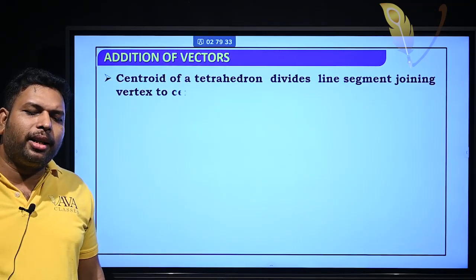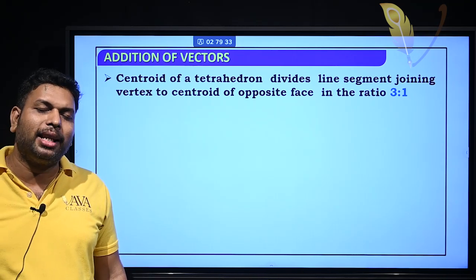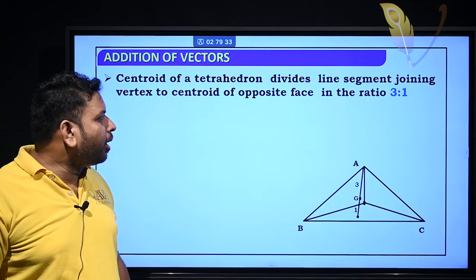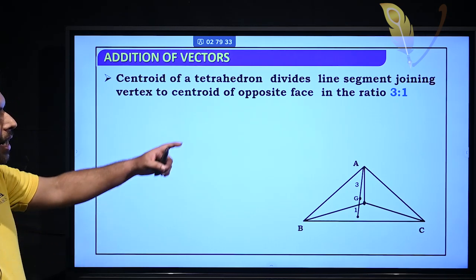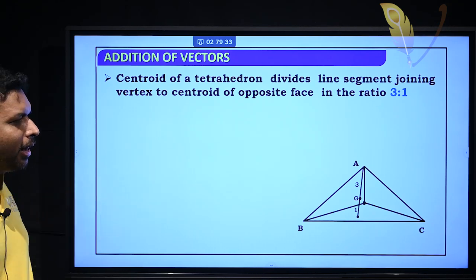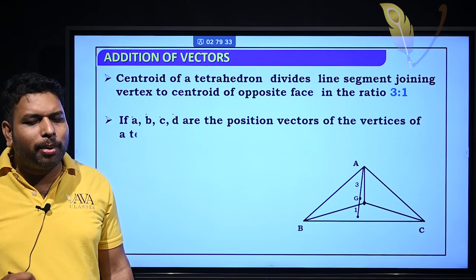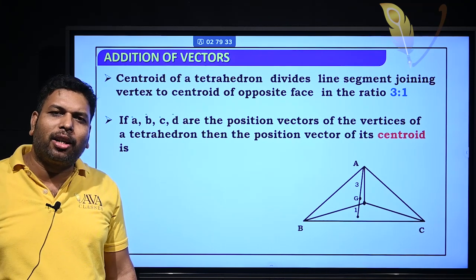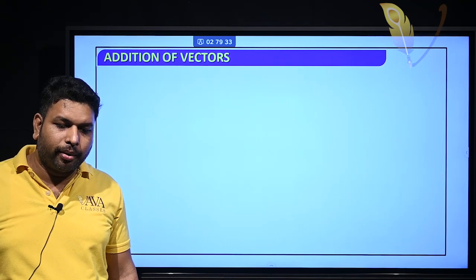The centroid of a tetrahedron divides the line segment joining a vertex to the centroid of the opposite face in the ratio 3 is to 1. Okay. So here you see the centroid of a tetrahedron divides the line segment joining the vertex to the centroid of the opposite face in the ratio 3:1. If a, b, c, d are the position vectors of the vertices of a tetrahedron, then the position vector of its centroid is (a plus b plus c plus d) by 4.